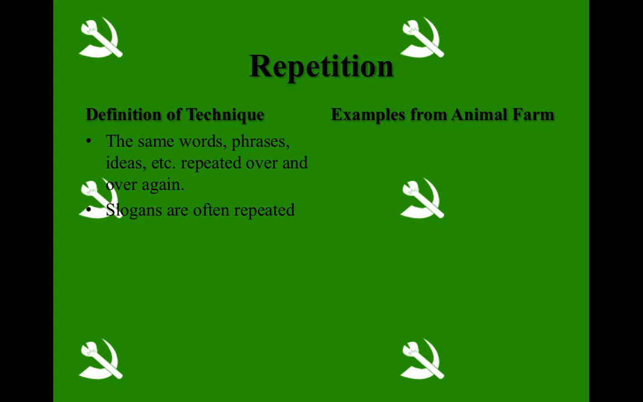So again, you see that these techniques are the building blocks. They work together. More than one may be used in order to create that argument. The slogans are repeated. 4 legs good, 2 legs bad is repeated over and over again. Ideas can be repeated too. Jones will come back. You could argue that it's a slogan, though it's not really used in the same way as 4 legs good, 2 legs bad. But it is something that the pigs use over and over again to get everyone on their way of thinking.